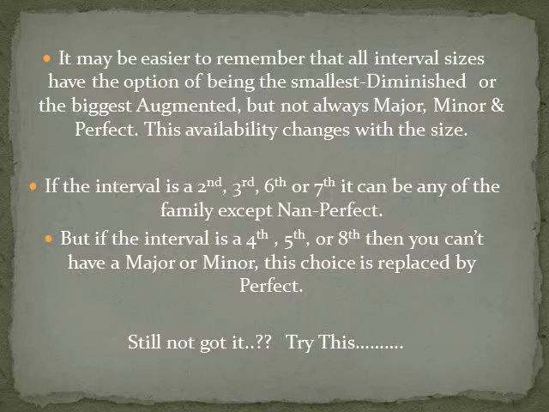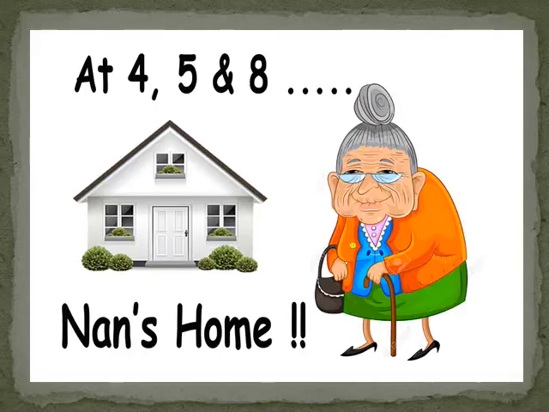You got it? Still not? Here's the easy way to remember it. If the interval is a 4, 5, and 8, your Nan's home. In other words, if the interval is a fourth, a fifth, or an eighth, you can only have a diminished, a perfect, or an augmented. If it's any of the others, a second, a third, a sixth, or a seventh, then that's when you don't have the choice of your Nan. You only have a diminished, a minor, a major, or an augmented. So to remember, 4, 5, and 8, Nan's home.